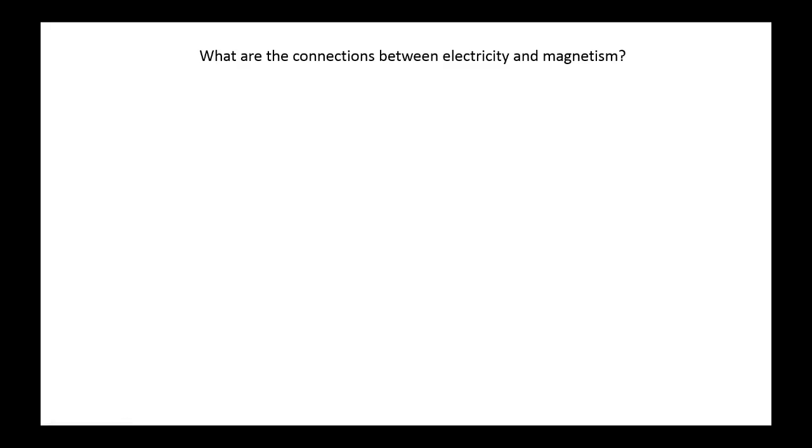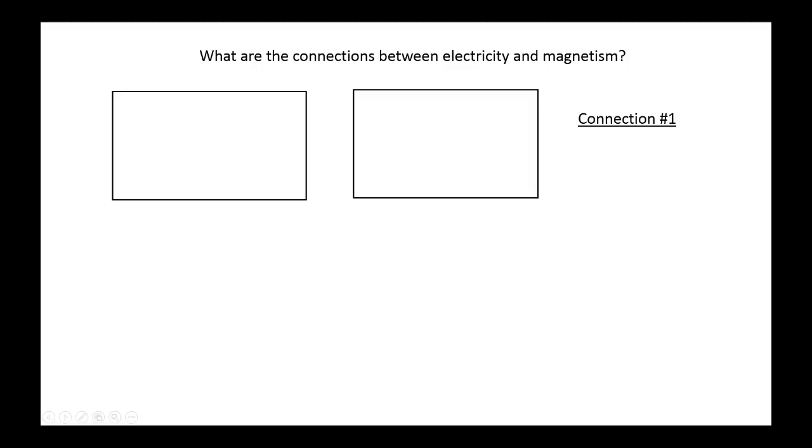So what are the connections exactly between electricity and magnetism? There are two. And the first connection is one we've seen. If you take a charge, it produces an electric field. We already knew that. In fact, every single charge produces an electric field, even if it's not moving.